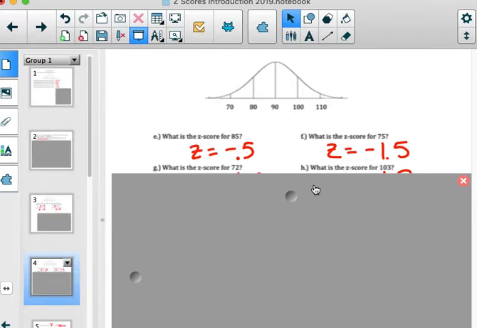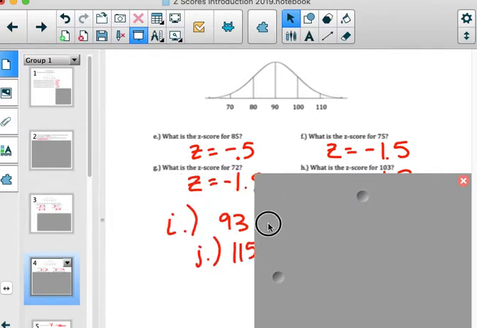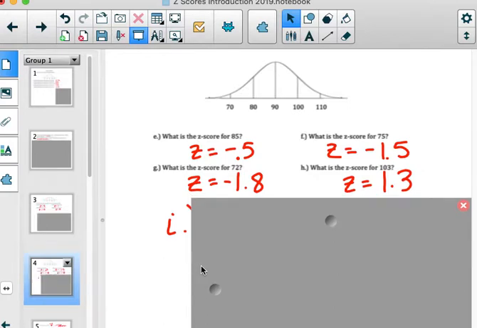Now, z-scores for 72 and 103. So now we're not at those nice half increments away. So let's think about these as tenths, right? Levi, what do you think that z-score for 72 might be? Negative 1.8. Negative 1.8. Good. So we're going tenths away. So then going the other direction at 103, our z-score would be 1.3. So it's a little bit abstract thinking, trying to figure out that z-score for G and H, and what does that mean? So mathematically, what is a z-score?